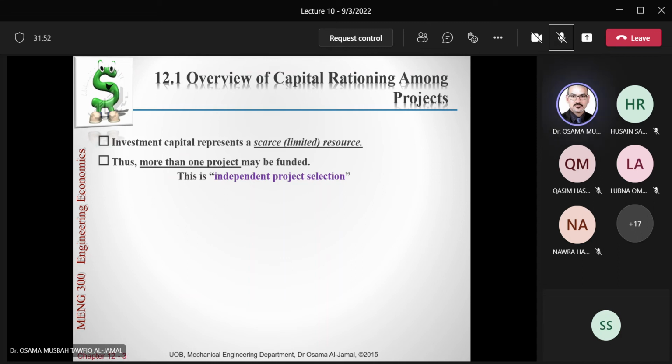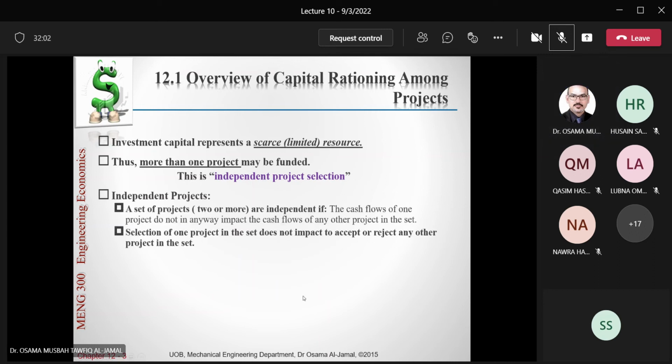The manpower, they are resources. The machine, they are resources. The capital, which is the money, is a resource. And that's what we call independent project selection. So what is this independent project selection? A set of projects, two or more, are independent if the cash flows of one project do not in any way impact the cash flows of any other project in the set.